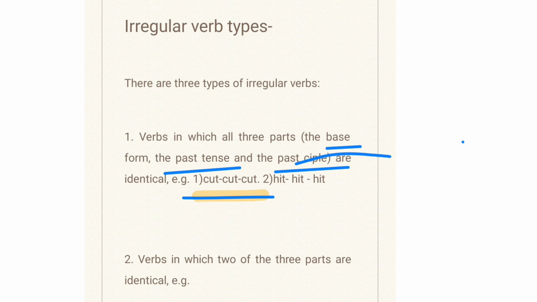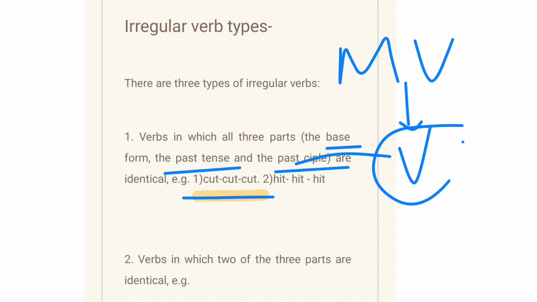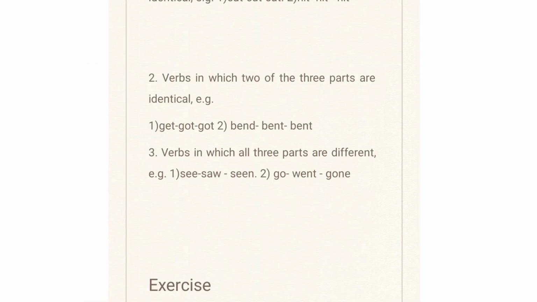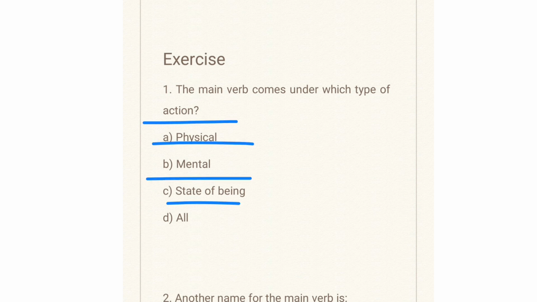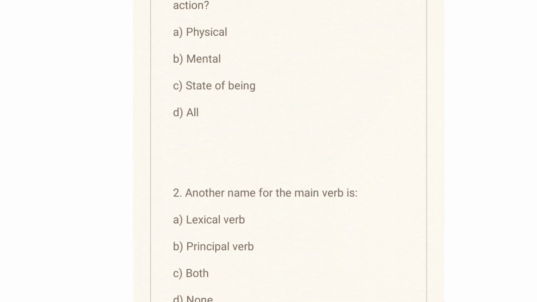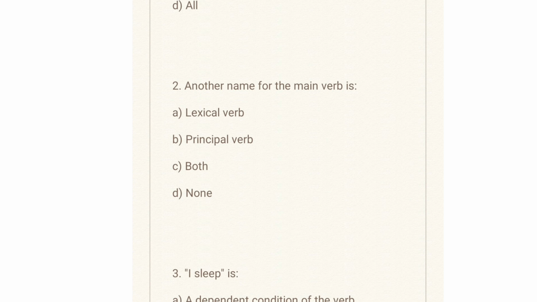Let us do an exercise on this whole topic of main verb. First question: the main verb comes under which types of action? A. Physical, B. Mental, C. State of being, D. All. The answer is all. Second question: another name for the main verb is what? The answer is both: lexical and principal verb.